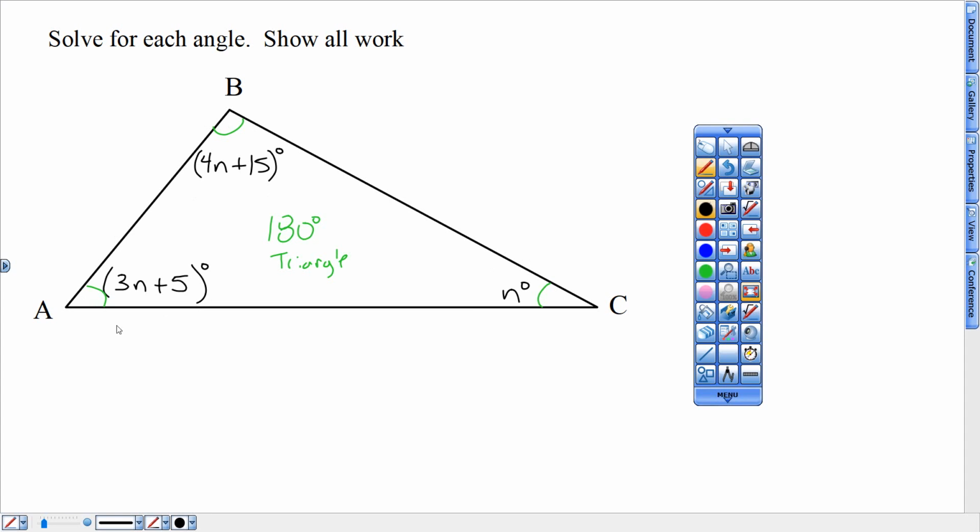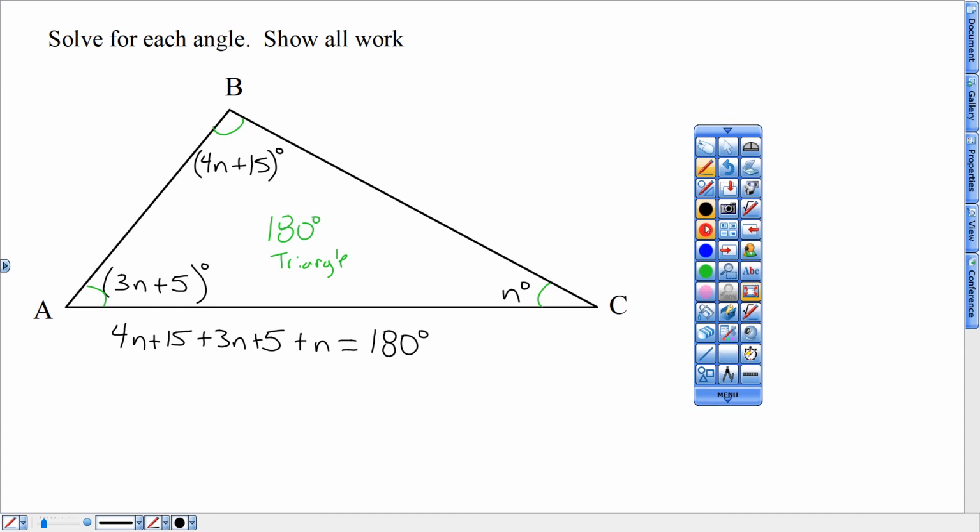So I have 4n plus 15. And then my next part is this 3n plus 5. And then my last part is this n. And I always set that equal to 180 degrees.